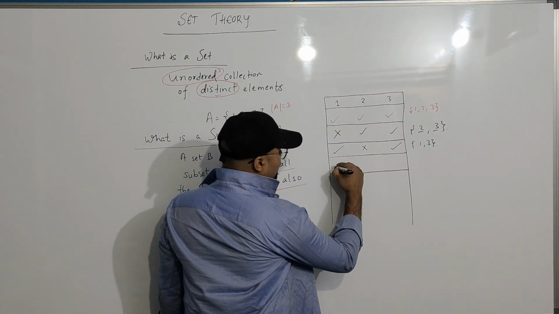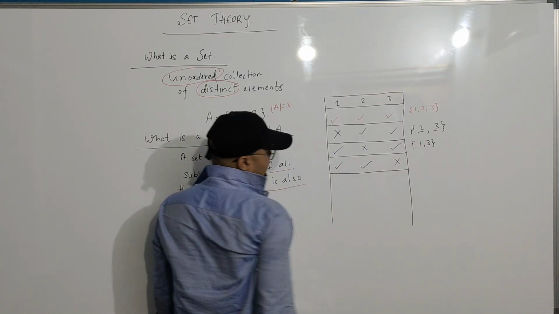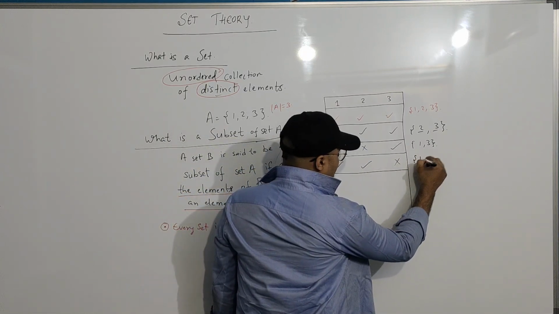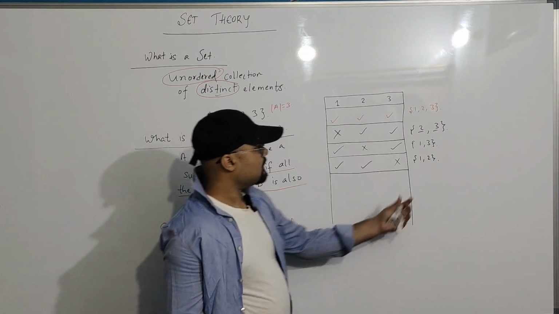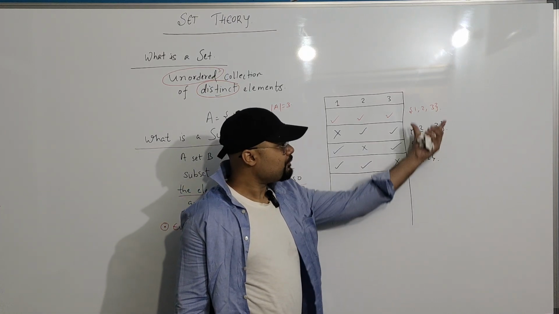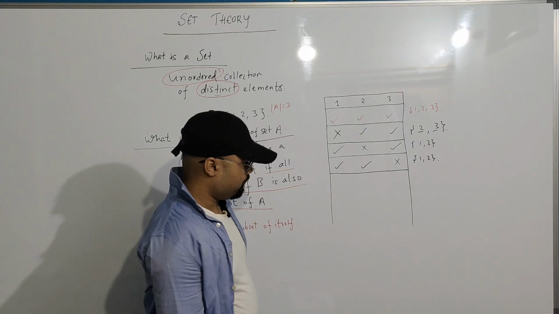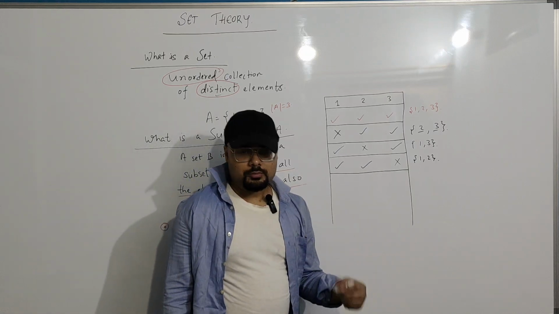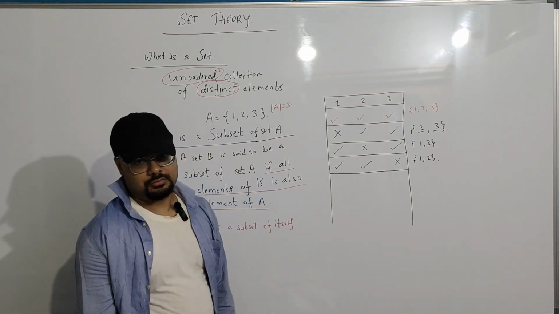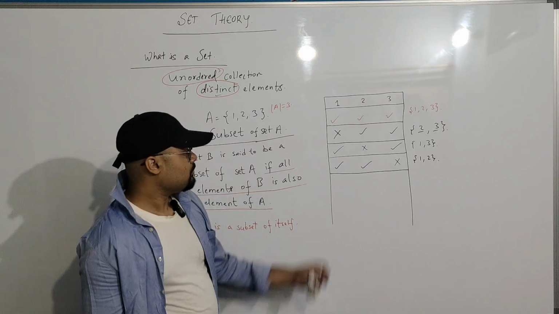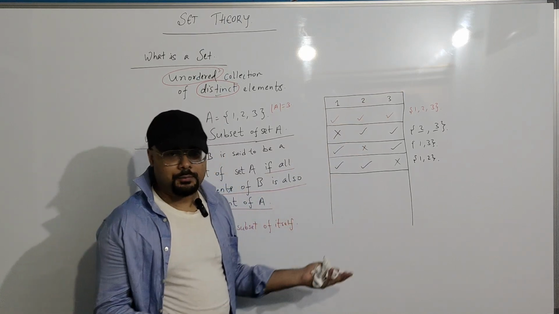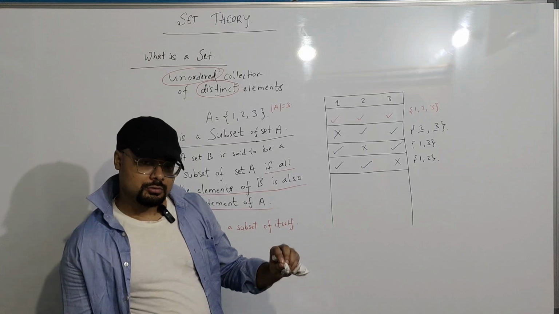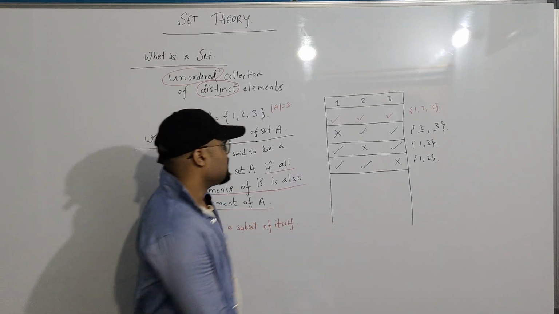This time I will choose 1 and 2, and I will not choose 3. So my subset is 1 and 2. So these are all the subsets of cardinality 2. Now I will choose all possible subsets of cardinality 1. How can we do that? For 2 elements, I'm not going to make them part of my subset, and 1 element I'm going to put in my subset.